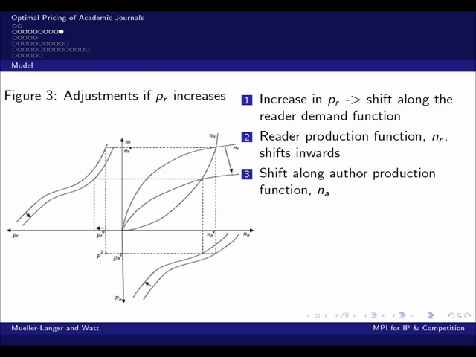That's definitely true. So we have the shift here from here to there. If we call it movement, it's confusing. This is movement along the author production function. Yeah, that's true.